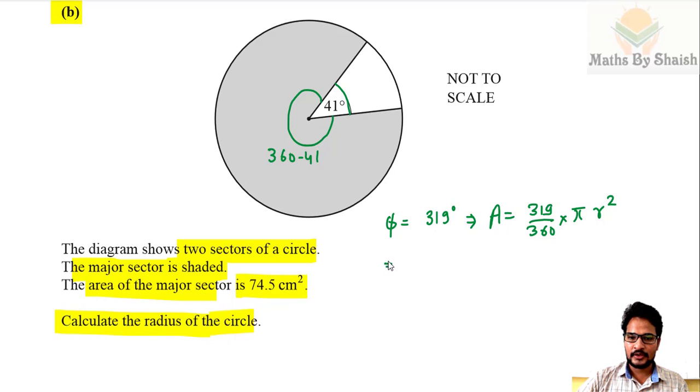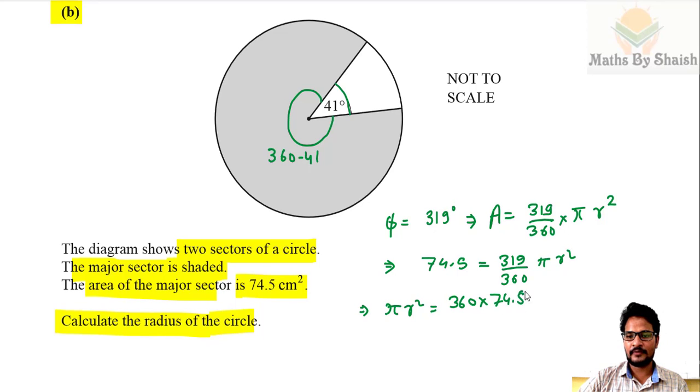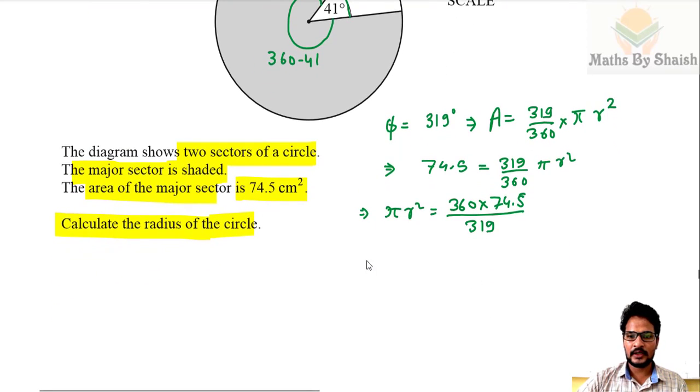And since we have area, we'll substitute it here. 74.5 equals 319 over 360 pi r square. Now we will cross multiply. So we get pi r square as 360 into 74.5 upon 319, and then we will calculate for r square, then pi will go down.